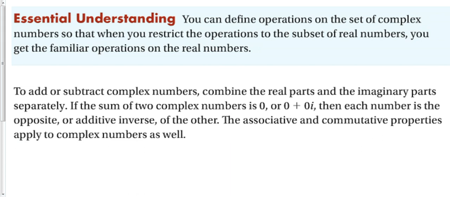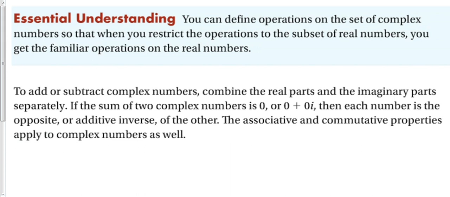Okay? When we add and subtract, we're going to put the real parts together. When we add and subtract, we're going to put the imaginary parts together. We're going to put the different parts with their same parts. Just like when you add x and 2x, right? You add it together, you get 3x because they're like terms. They go together. Okay? So to add or subtract complex numbers, combine the real parts and the imaginary parts separately. If the sum of two complex numbers is 0, or 0 plus 0i, then each number is the opposite, or additive inverse, of the other.